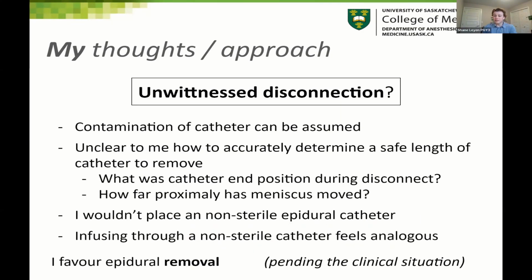If it's an unwitnessed disconnection, and again, these are my thoughts, and I'm not here to critique other people's practices by any means, but in my mind, if there's been an unwitnessed disconnection for an unknown amount of time, I think contamination of the catheter can be assumed. And to myself, it's unclear how to accurately determine a safe length of catheter to remove. I don't know what the catheter end position was during this disconnect. I don't know how far approximately the meniscus has moved.